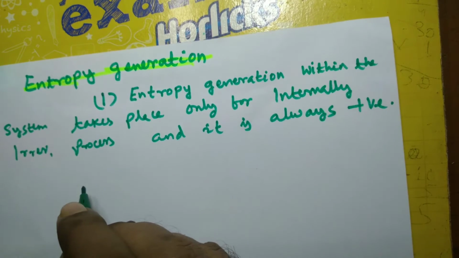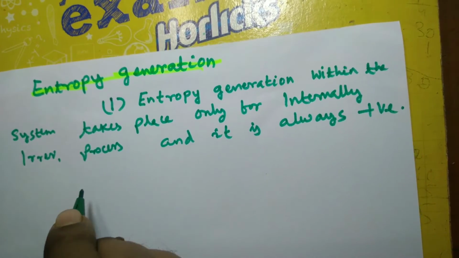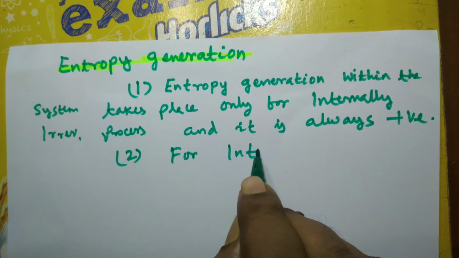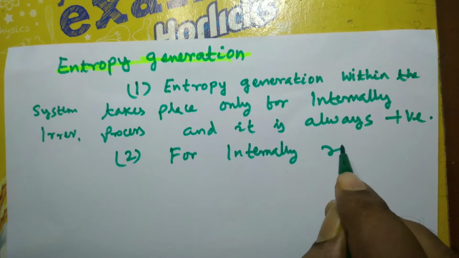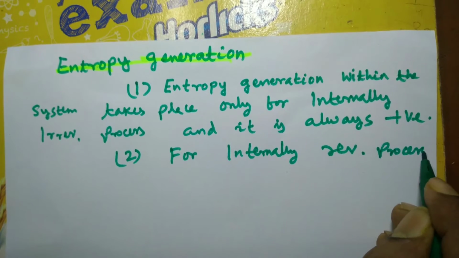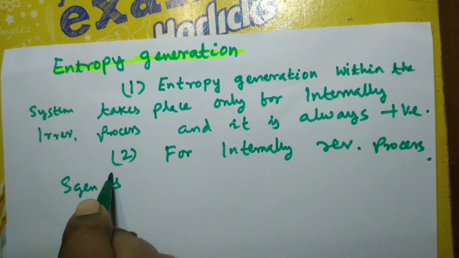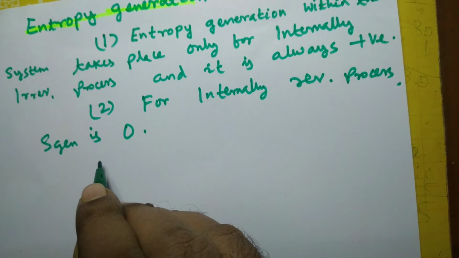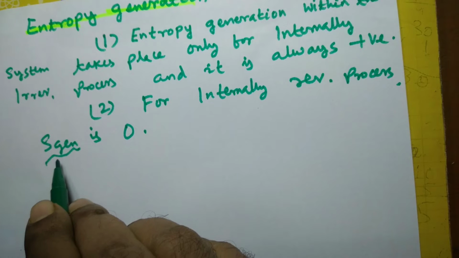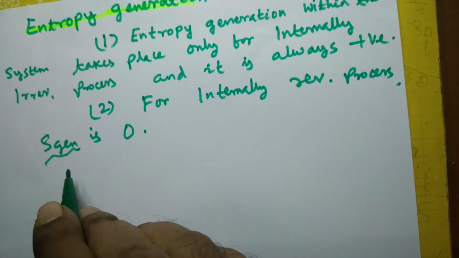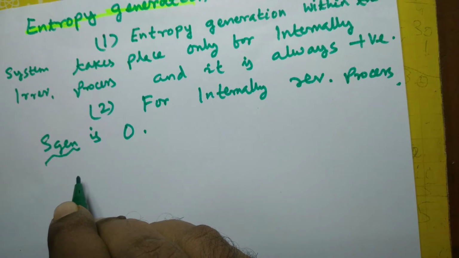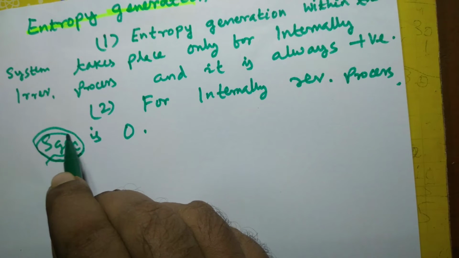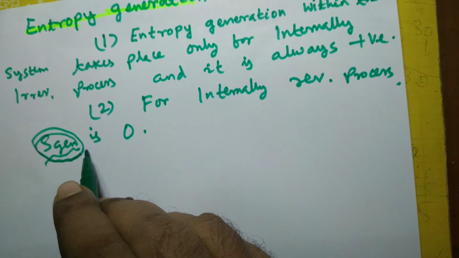So you see, for an internally reversible process, S gen, the entropy generation, is always 0. The more irreversible the process is, the quantity of S gen will be more, because it depends upon path. The more irreversible a process means when the losses during a process are more, then more entropy is generated during the process.